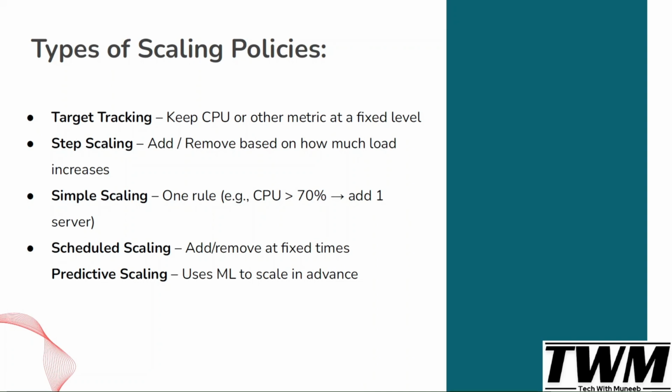The concept of the other type, which is step scaling, is to add or remove based on how much the load increases. For example, if a server gets 70 or 80% utilization, another server will be created. If the newly created server cannot handle much more traffic and gets 80% utilization, a third server will be provisioned. The concept of simple scaling is that, for example, we have created a rule like if CPU utilization hits 70% or more, it can create one or two servers, depending upon how many servers you want to add according to the rule you specify.